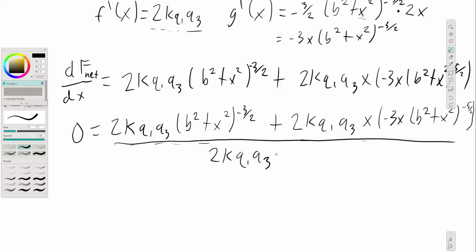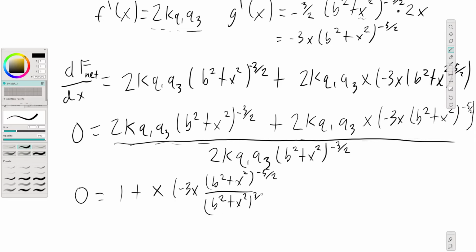I'm going to make a little assertion that I can divide by this 3/2 because my b squared plus x squared to the negative 5/2 actually has a b squared plus x squared to the negative 3/2 hidden inside of it. Okay, so what did I mean when I say that negative 5/2 has a negative 3/2 in it? I'm going to break this down a couple ways because this is an important concept to get mathematically.